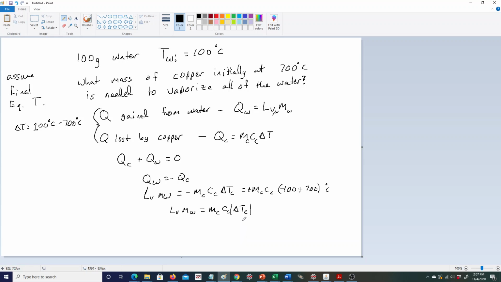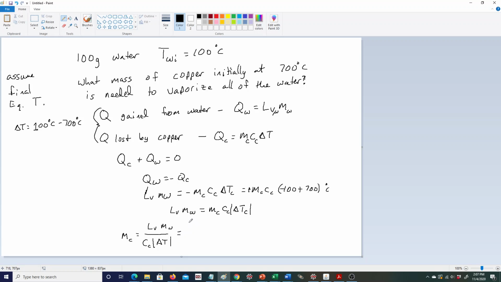This is the absolute value of the temperature change. And so in doing that, now I can solve for the mass of the copper. It's just going to be the latent heat times the mass of the water divided by the specific heat of the copper times the absolute value of the temperature change.